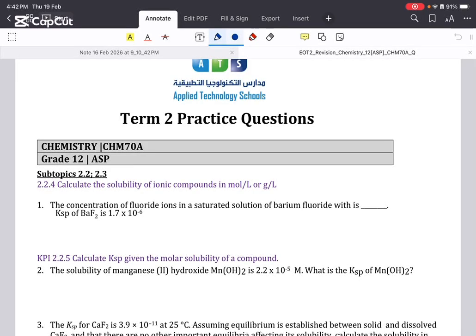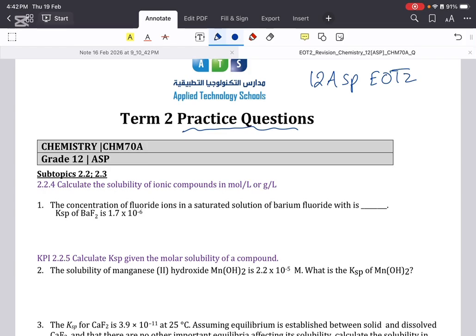In this video tutorial, I'll go through the practice questions proposed for the grade 12 ASP end of term 2 exam. I'll solve the questions and explain the answer key. So the first topic included in your exam is topic 2.2 and 2.3, which is about the solubility products and how to calculate the KSP and how to calculate the solubility. So let's first begin with the first question.